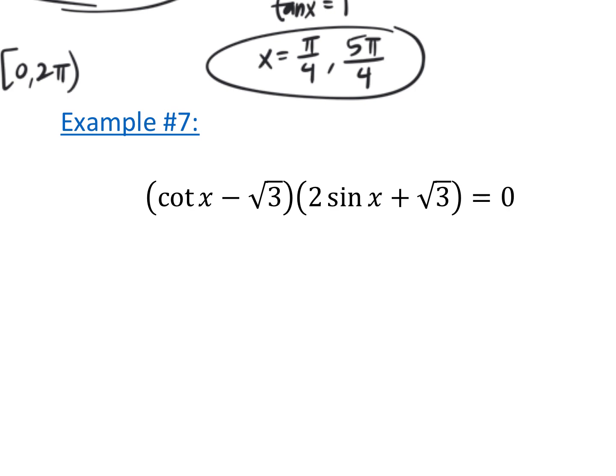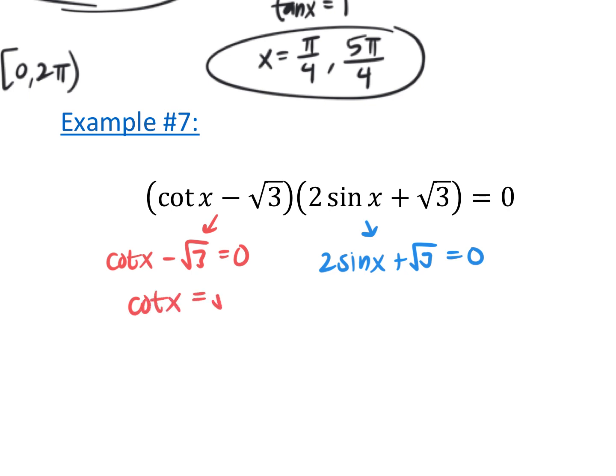Okay, number 7, I've got 2 parentheses here. So I should do what? Set them both equal to 0. Okay, so this is going to equal 0, cotangent of x minus the square root of 3. And then 2 sine of x plus the square root of 3 is equal to 0. If I solve the one on the left for the cotangent, I get the square root of 3. And if your brain doesn't think in terms of cotangent, we can switch this into tangent. And that means the reciprocal of the square root of 3 is 1 over the square root of 3.